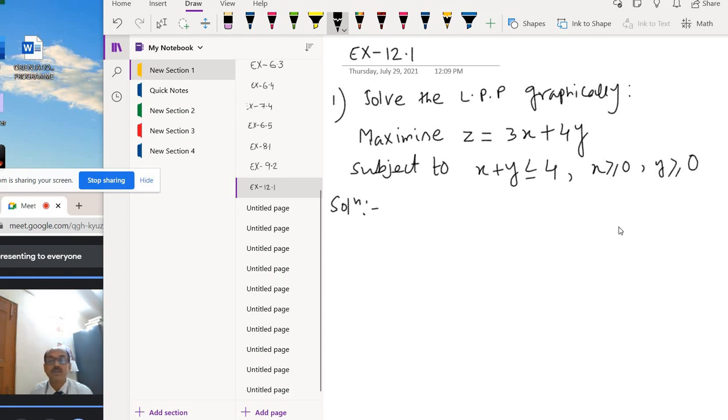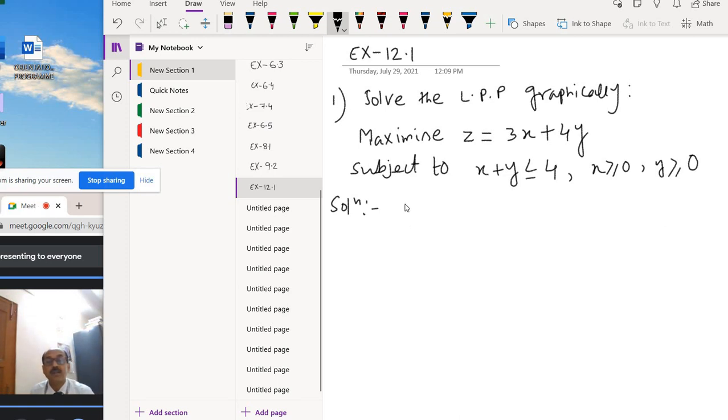Good afternoon. Chapter LPP, exercise 12.1, question number 1. Solve the LPP graphically. Maximize z equal to 3x plus 4y, subject to x plus y less than or equal to 4, x greater than or equal to 0, and y greater than or equal to 0.